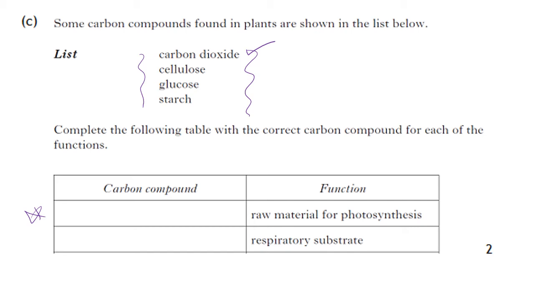Glucose, I make that. Starch, I can make that, right? What I'm doing is I make glucose, I can then turn the glucose into starch for storage, or I can turn the glucose into cellulose for cell walls. So what's the raw material for photosynthesis? Carbon dioxide, right?